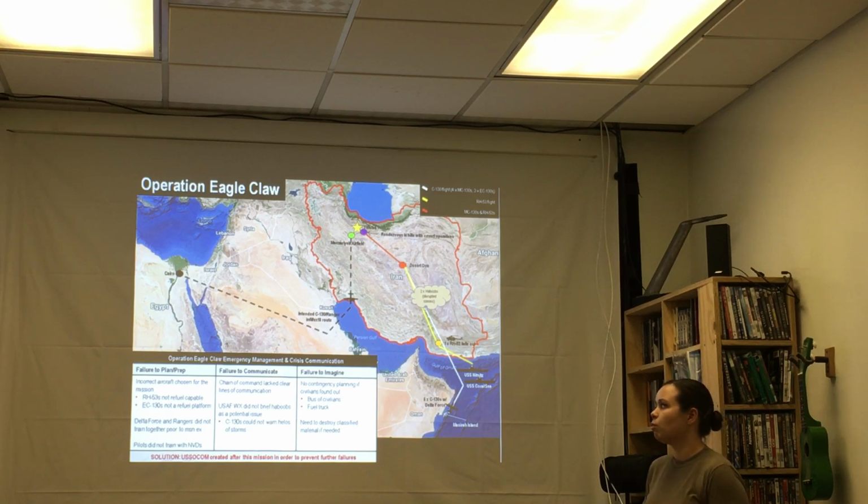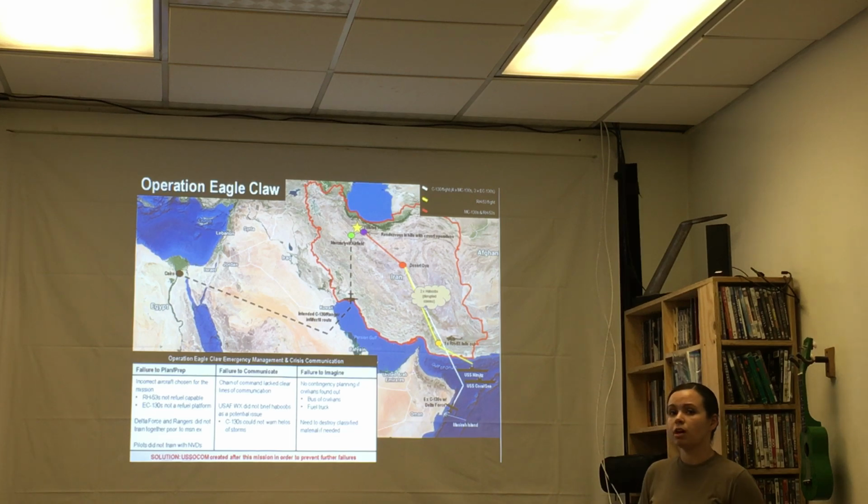Additionally, with the weather issues, Air Force weather not briefing the possibility of sandstorms, and then not being able to communicate inside those sandstorms was definitely an issue for this mission. Also, a failure to imagine the possibility of civilians finding out about the mission, going into well-populated areas, is definitely a thing they needed to consider.